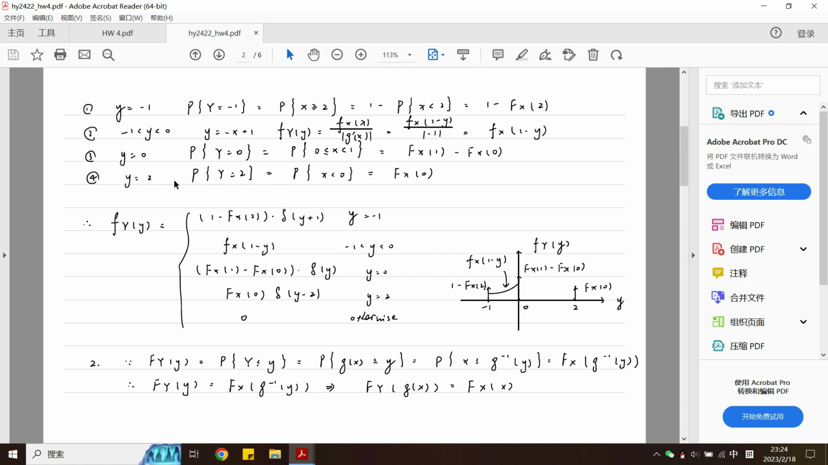So then if y equals to 0, the probability y equals to 0 equals to the probability that x ranges from 0 to 1, and you can change it to big Fx, which is big Fx(1) minus big Fx(0). So the last one is that when y equals to 2, the probability y equals to 2 equals to the probability that x is smaller than 0, which is Fx(0). So after that, we consider all the situations of small fy.